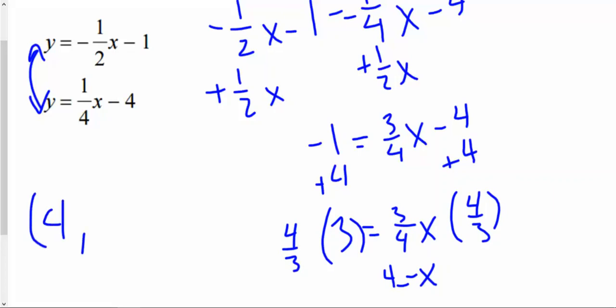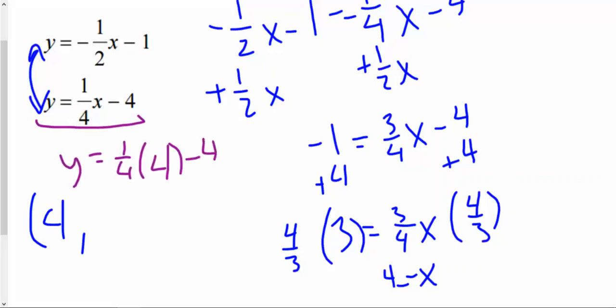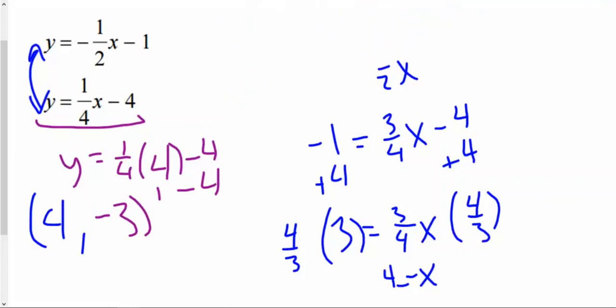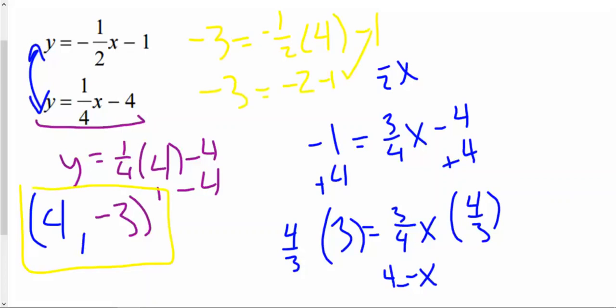So I'll plug that back in. Let's plug it back into this bottom equation. Y equals 1/4 times 4 minus 4. Well, that's 1 minus 4. So I should get -3. But we always want to double check. So let's see what that would look like. Let me erase this top. I'm going to plug this back into our top equation and see what we get. Is -3 equal to -1/2 times 4 minus 1? Well, is -3 equal to -2 minus 1? Yeah, so we know our answer is correct. We did it right.